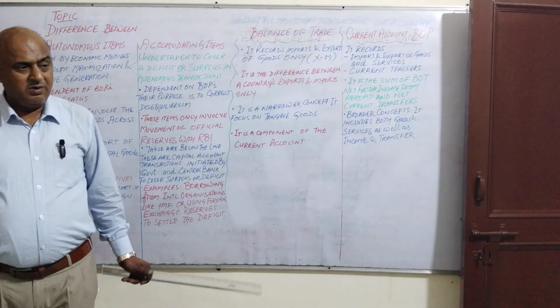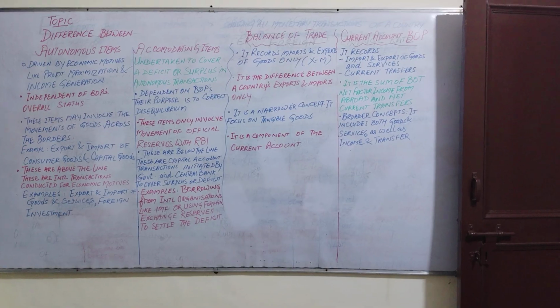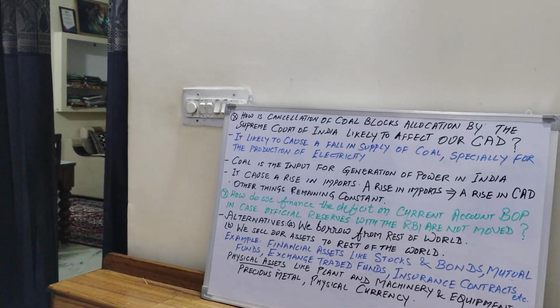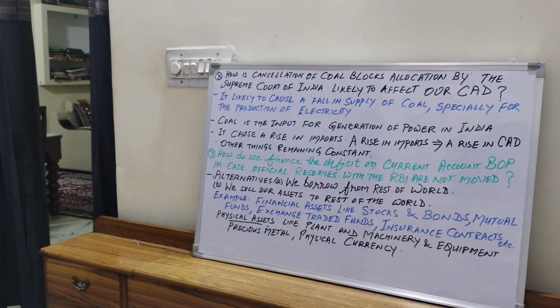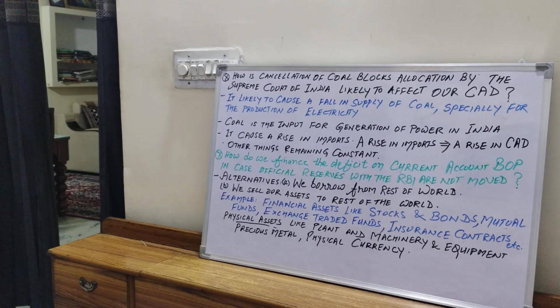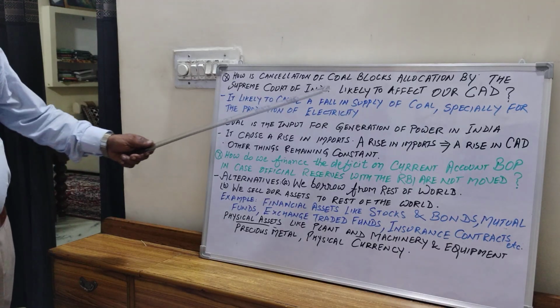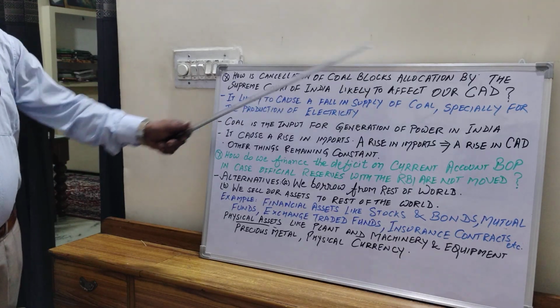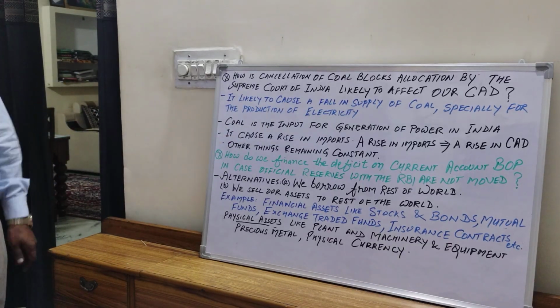Otherwise, it is difficult. Now the next question: how is the cancellation of coal blocks allocation by the Supreme Court of India likely to affect our current account deficit?